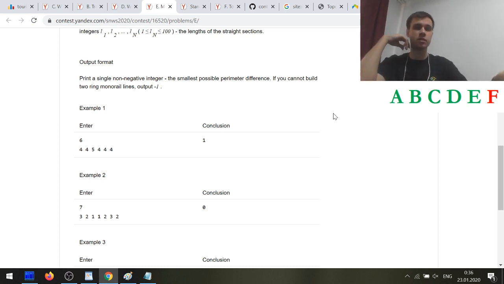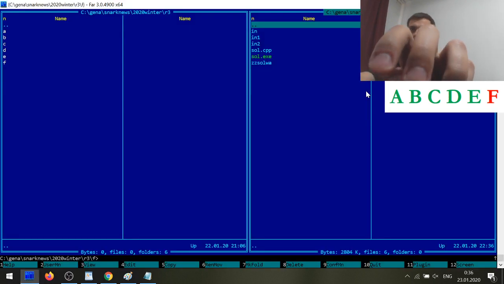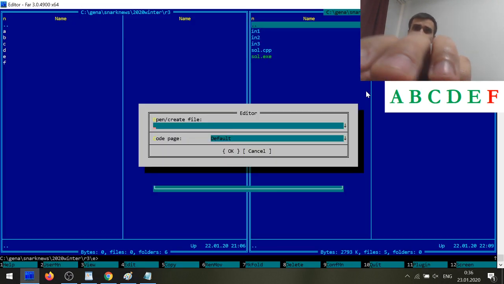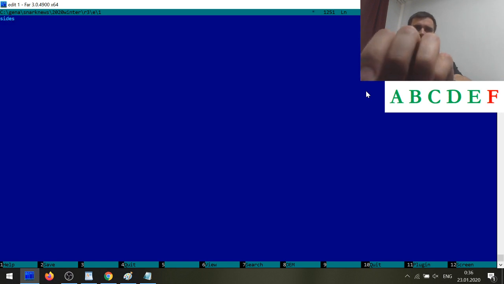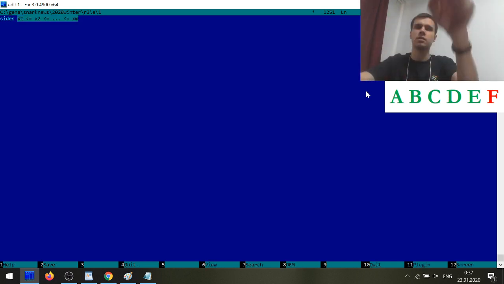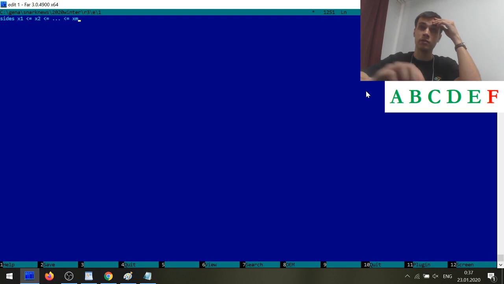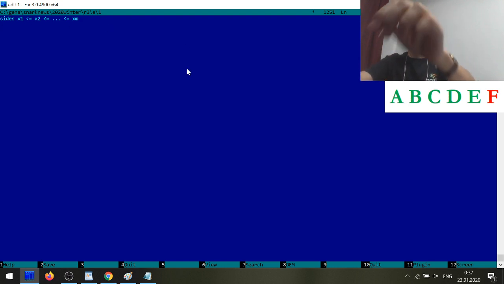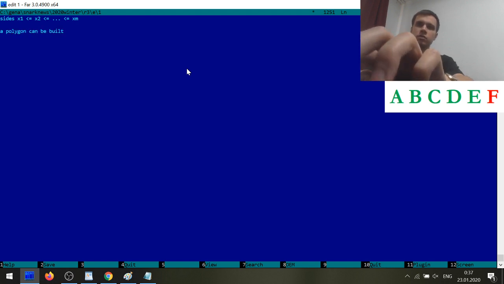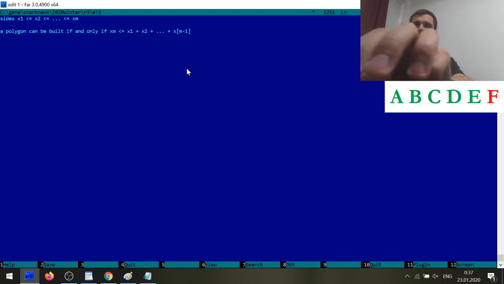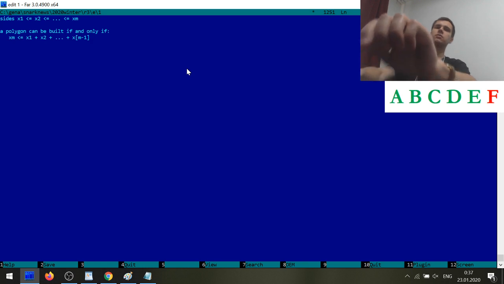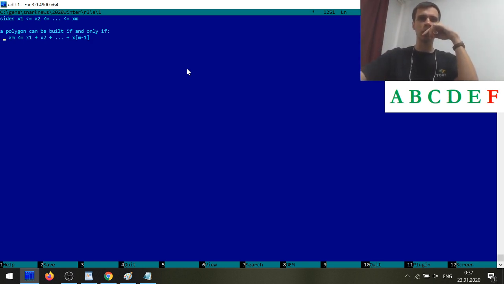So the solution to this problem is, well, first I have to realize what is the condition when I can build a polygon. This is kind of well known, I guess. So if I have m sides, x1, x2, up to xm, sorted in non-increasing order, then a polygon can be built if and only if the largest side is less than or equal to the sum of the rest of the other sides. So no, it should be strict here.